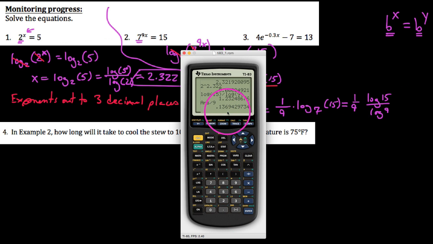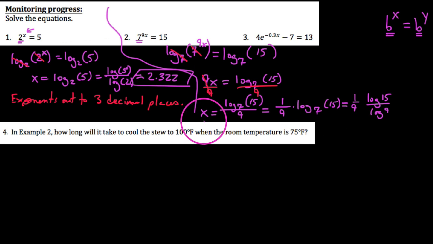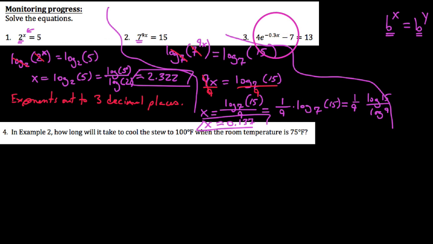So we get approximately 0.137. So we're going to write down that x is approximately 0.137, and I would encourage you to go back and check that in the original equation. Take it times 9, raise 7 to that power, I bet you get 15. Close-ish.